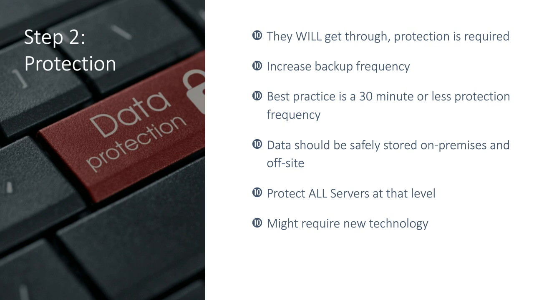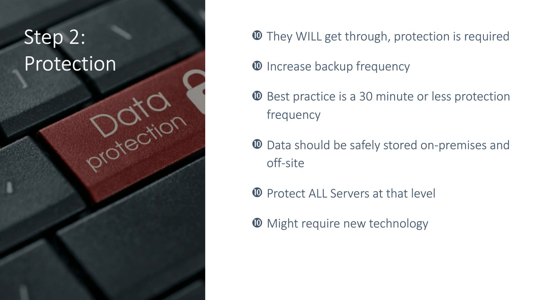For us, the best practice is a 30-minute or less protection frequency. So if it's backup, that means we want you backing up every 30 minutes. And so that becomes something to look for in software, because I know that when I say, hey, back up every 30 minutes, there's more to that than just running a backup, right? You've got to have an application that can process and be very efficient in doing backups on a routine basis.